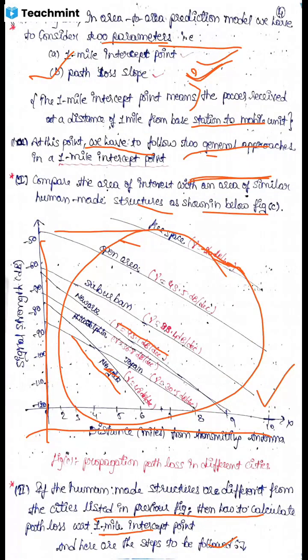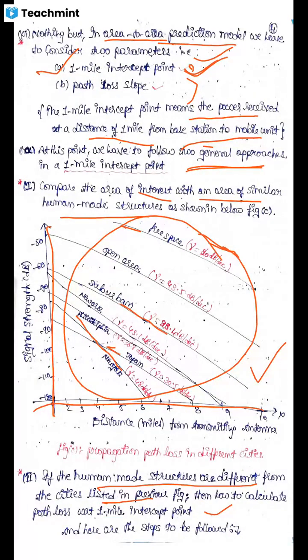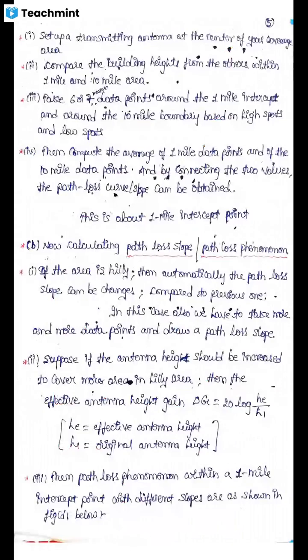Here the standard conditions are given of different path loss curves. Now it was asked, to draw a path loss curve if the human-made structures are different from the cities listed here in the graph, then how will we draw the path loss curve? We already know how to draw the path loss curve.